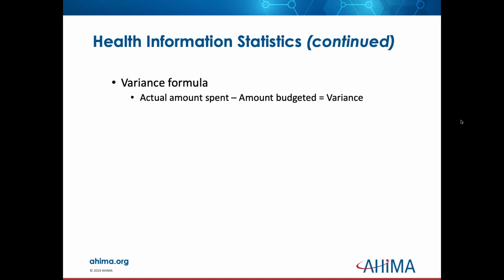So the variance formula here is amount spent minus amount budgeted. If that's a positive variance, that's not good. If it's a negative variance, it's good. I know that sounds counterintuitive, but think about it. If you're spending more than you budgeted, that's a bad thing. If you spend less than you budgeted, that's a good thing.